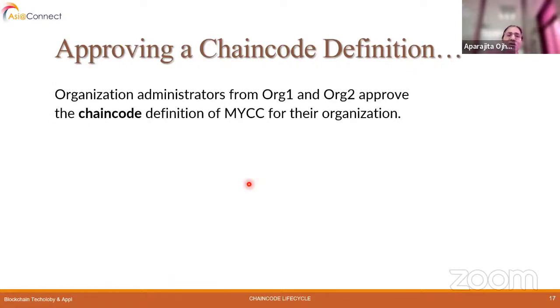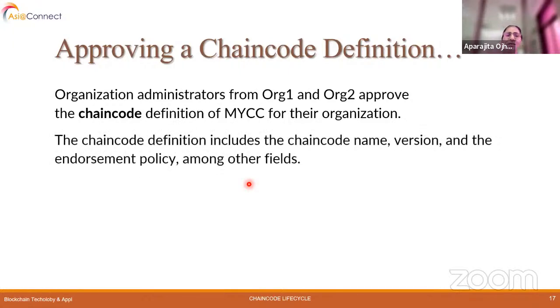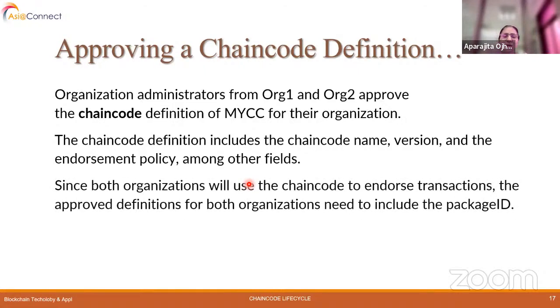And then the organization administrator from both organizations will be approving the chaincode definition. And this chaincode definition, what does that mean? It includes the chaincode name, number 1, which version, is it the updated version or the previous version, and the endorsement policy. Then there can be many other fields also. When in the lab, you will see that there can be many fields depending on the kind of application that we are running.